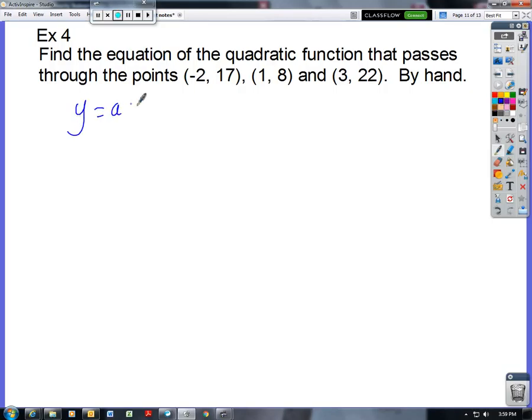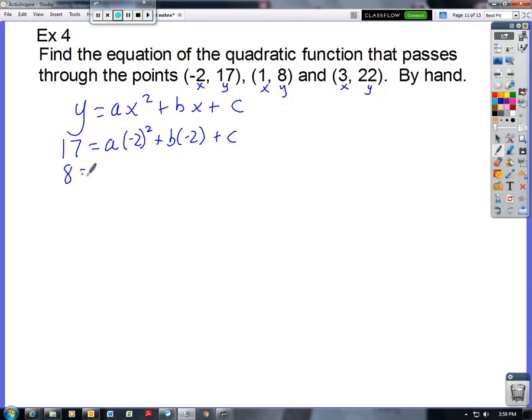y equals ax squared plus bx plus c. That's a quadratic, so you start there. And then remember, you plug all the points in. So this is x and y and so on. I'm going to label them because it's easier, I think, if I label them. We're going to have 3 equations. A we don't know. Well, here, we'll do it the slow way. b, x is negative 2, plus c. And then 8 will go in for y. Whoops, that's a positive 1.